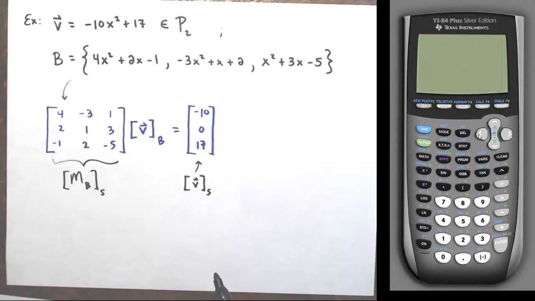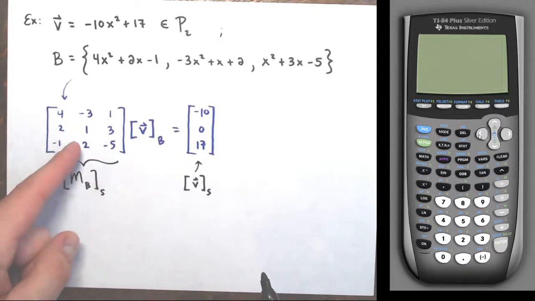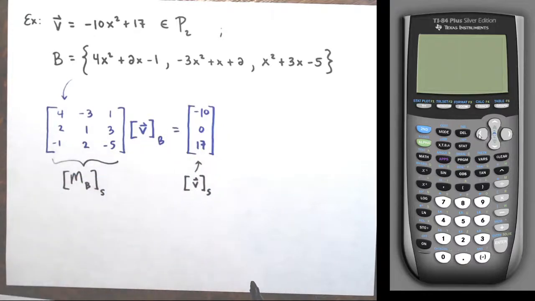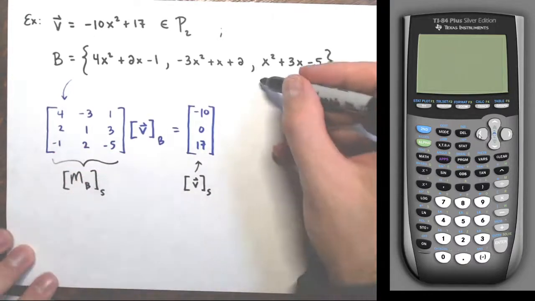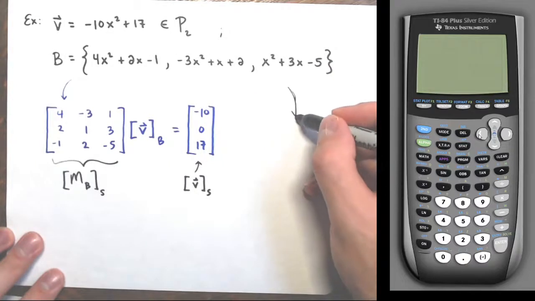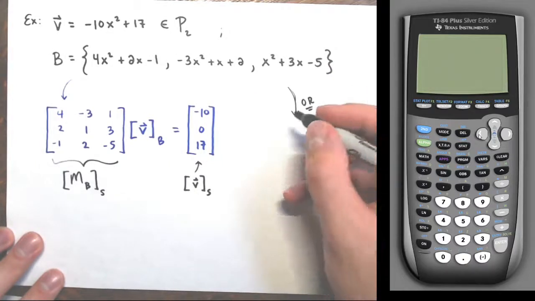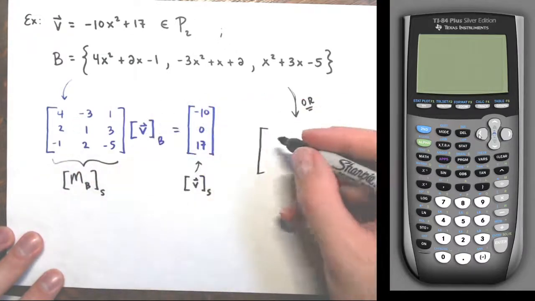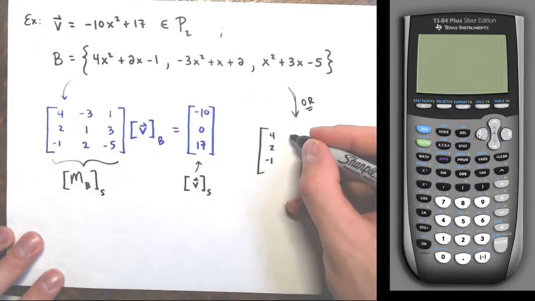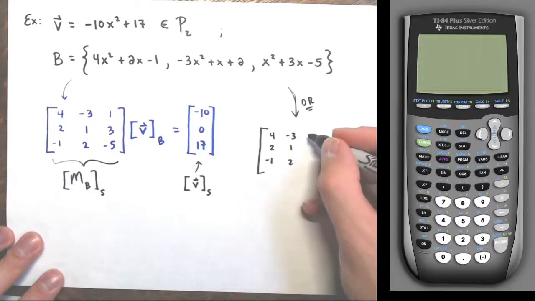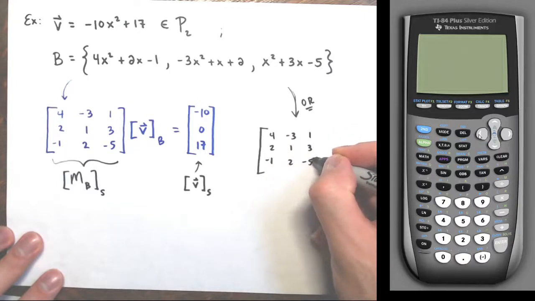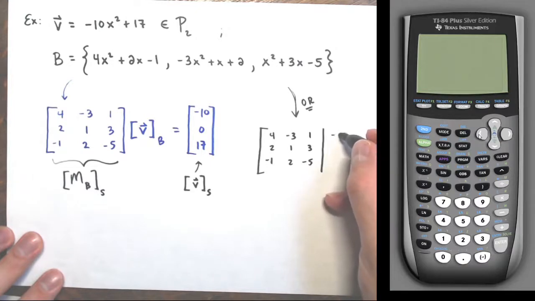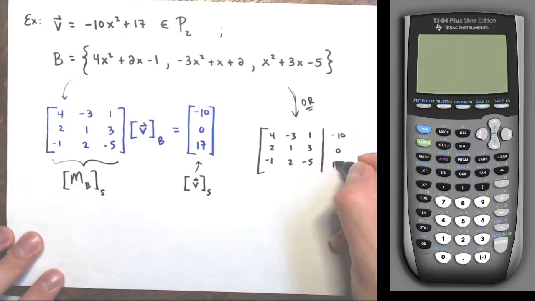All right, and then this should have an inverse. Find the inverse of this, multiply both sides by the inverse, or again, a very short way, I could write an augmented matrix. So, same numbers, just without this stuff: 4, 2, negative 1, negative 3, 1, 2, 1, 3, negative 5, and on the equals side, negative 10, 0, 17.